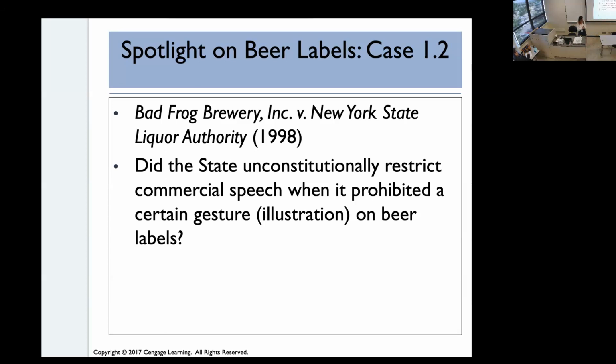The outcome was they can continue using the label. You can read about it in the textbook once you get it. But first of all, they're not targeting children. Beer is for people 21 and over who can handle a middle finger, pretty much, right? So it wasn't, I guess, obscene enough, right?